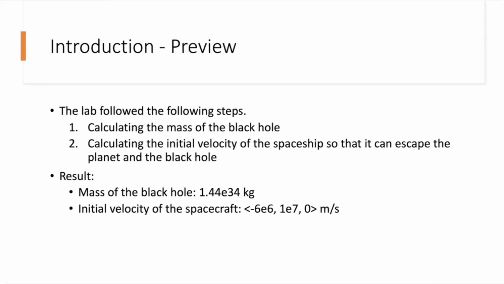The lab followed the following steps. Step 1: calculating the mass of the black hole. Step 2: calculating the initial velocity of the spaceship so that it can escape the planet and the black hole. The result was a mass of the black hole of 1.44e34 kilograms, and an initial velocity of the spaceship of <-6e6, 1e7, 0> meters per second.